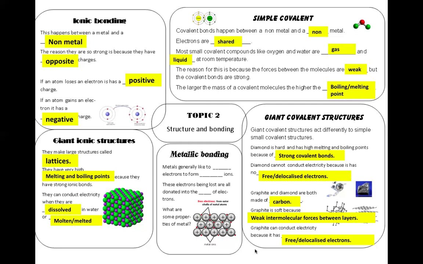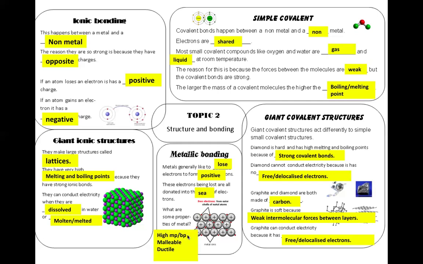Lastly, you have metallic bonding here for topic 2. Now here, metals generally like to lose electrons to form positive ions. So think about sodium. Sodium is a metal and forms Na+, a positive ion, because it loses an electron. These electrons being lost are all donated to the sea of electrons, and this is what makes metals conduct electricity really well, because those delocalized electrons can move around.